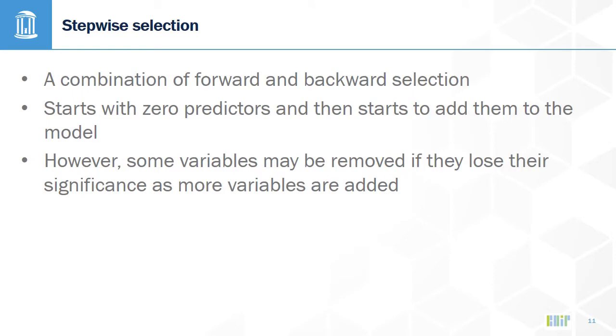Stepwise selection is a combination of both forward and backward feature selection. Stepwise selection starts with 0 predictors and then adds one at a time based on model performance. However, stepwise selection also removes features if they lose their significance as more variables are added.